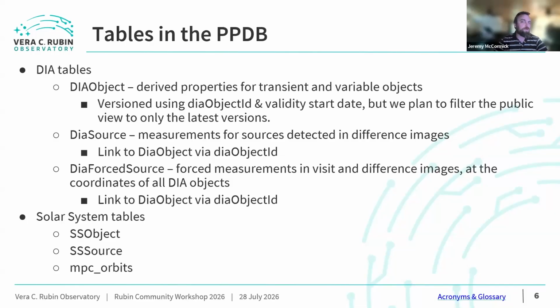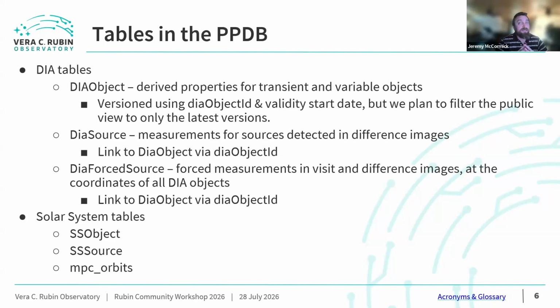We also have the DIA source table, which is measurements for sources detected in the difference images. This links to the DIA object via a DIA object ID field. And then finally, of these tables, we have the DIA force source table, which has forced measurements in the visit and difference images at the coordinates of all the DIA objects. These also link to the DIA object table via DIA object ID.